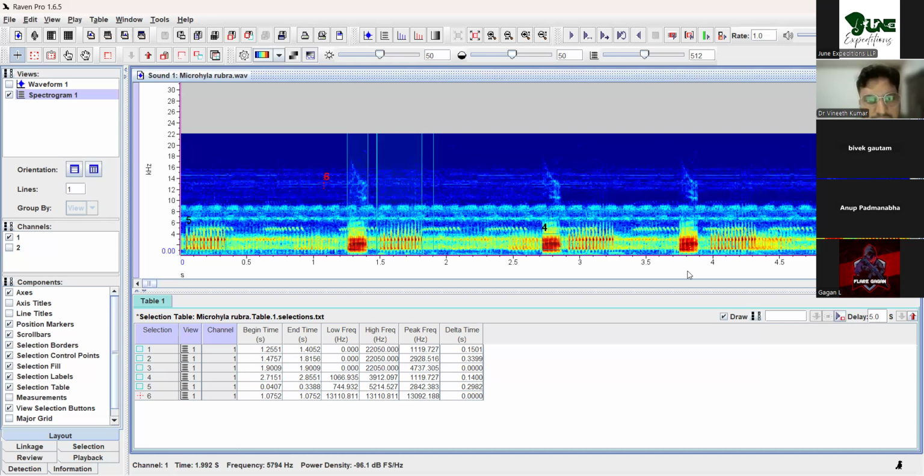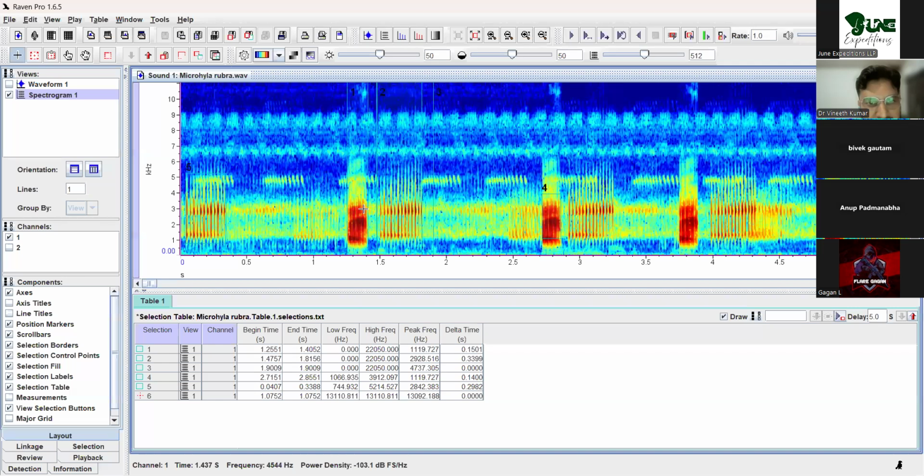Absolutely. See here, the lowest frequency in this call begins somewhere here, around 800 hertz, and it is going up, the second harmonic, to around 5 kilohertz. But the maximum energy is concentrated here, close to around 1.2 kilohertz. Whichever is the darkest band is the frequency containing maximum energy.